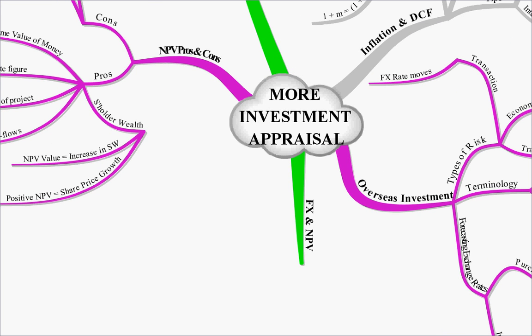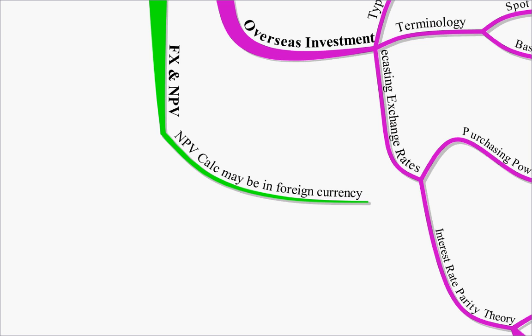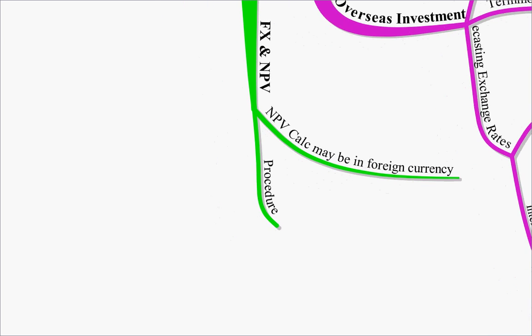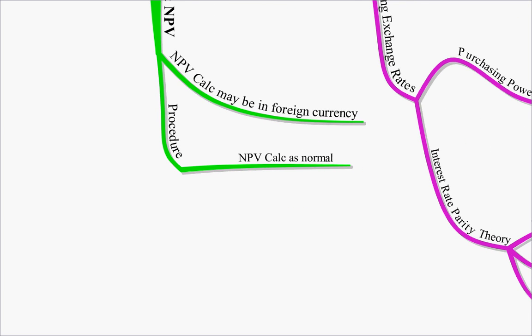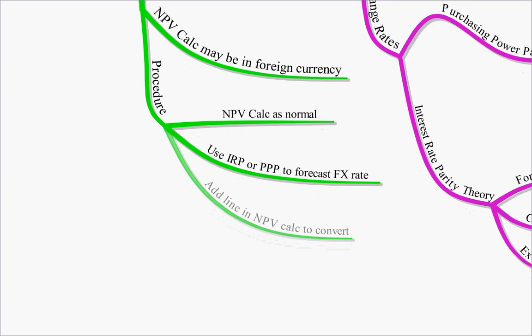So how do foreign exchange calculations relate to our net present value? Well, our net present value calculation in a question may be in a foreign currency. If it is, the procedure to go through is firstly, do your NPV calculation as normal in the foreign currency. Then use the interest rate parity or purchasing power parity to forecast the foreign exchange rate for the number of periods that you have in the question.